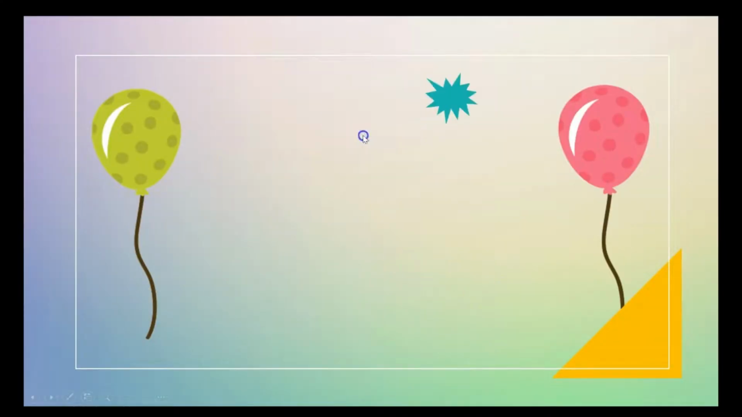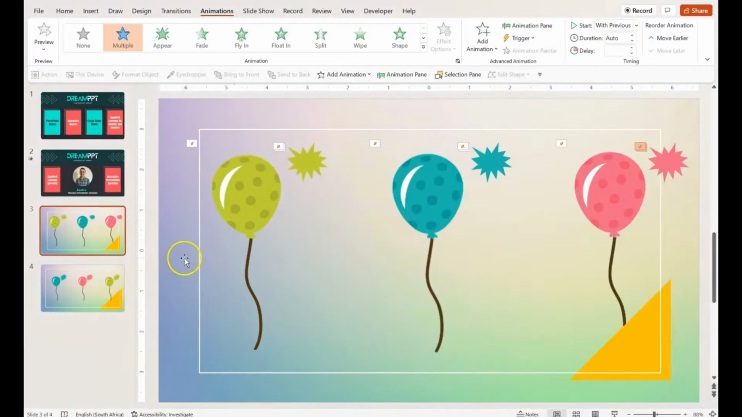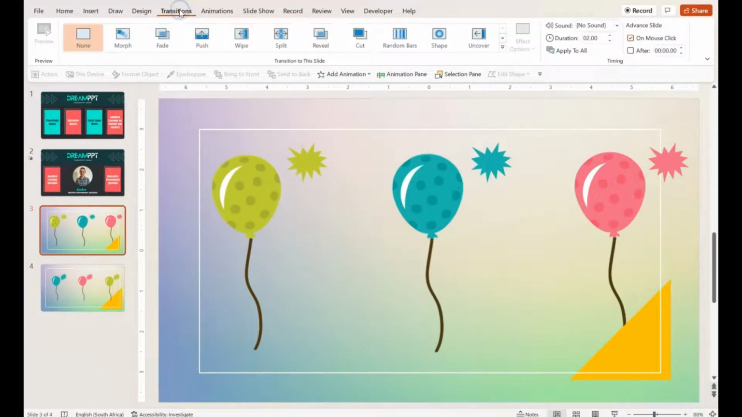So if I click here, it explodes. If I click here, it pops. Click here, it pops. Alright. Next thing we want to do is go to transitions, and over here where it says advance slide, it says on mouse click. This means in PowerPoint, in the slideshow mode, when we click on the slide, it'll go to the next one.